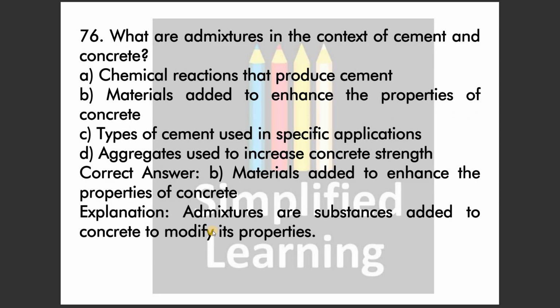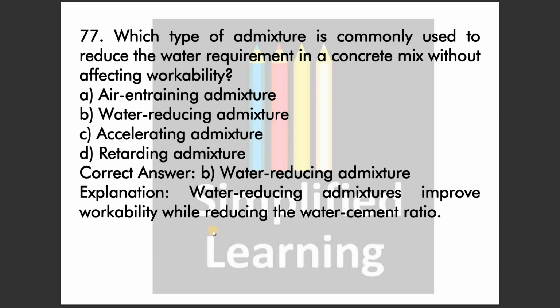What are admixtures in the context of cement and concrete? See, admixtures are the chemicals or materials that we add to concrete to enhance its properties, such as workability, early strength gain, or delayed setting time. Those are the roles played by admixtures. Then which type of admixture is commonly used to reduce the water requirement in a concrete mix without affecting workability? Means we don't want to affect workability and we want to reduce the water requirement. Then water reducing admixtures or chemicals are used here.